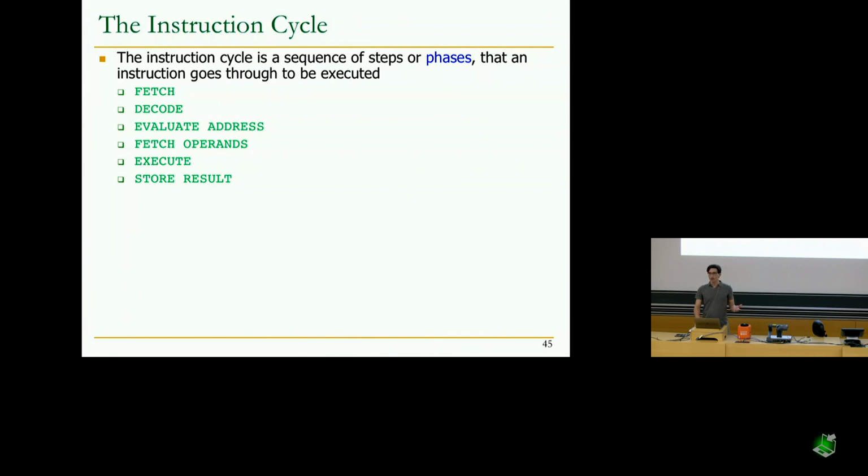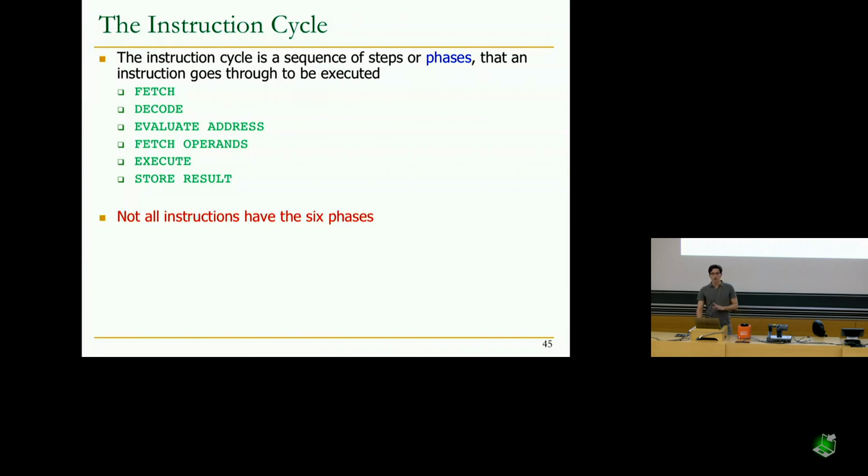So in LDR, we need this evaluate address phase. We also, in some other cases, might need to fetch operands. For example, in the addition, we need to fetch 2 operands, the 2 registers that we are going to add. And then, for sure, execute the operation in the ALU, and finally store the result. In some cases, we will store the result in a register. In other cases, we will store the result in memory.